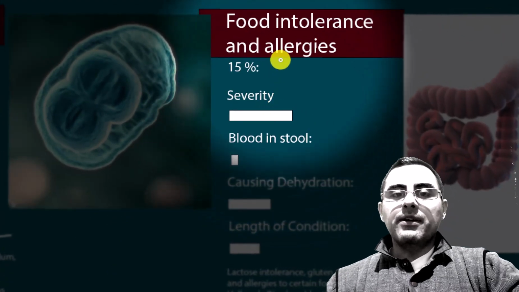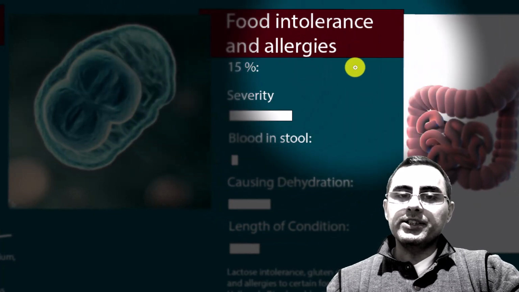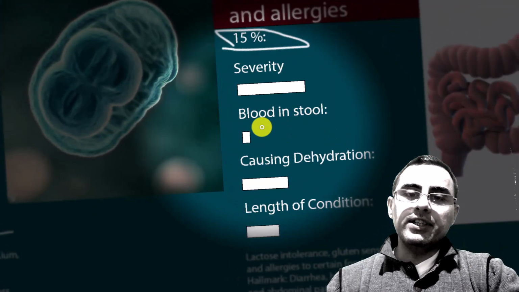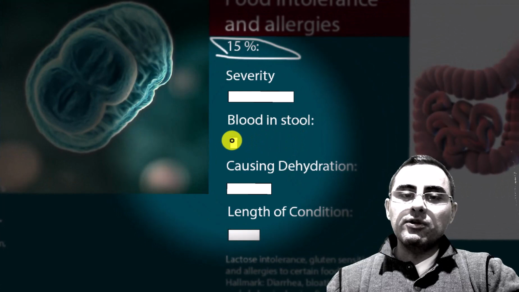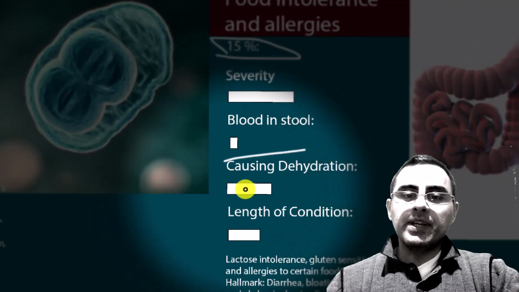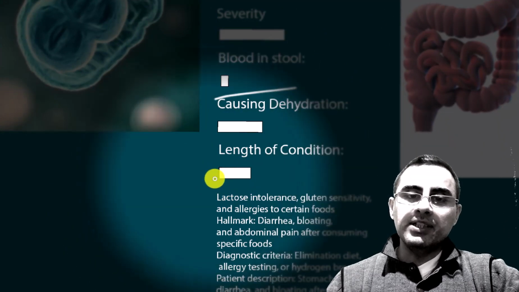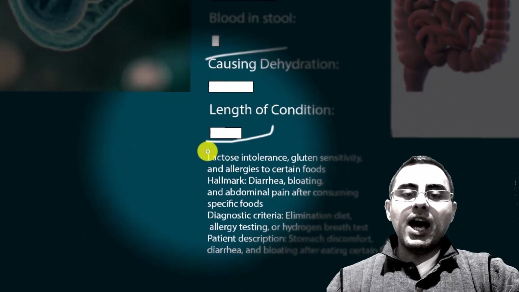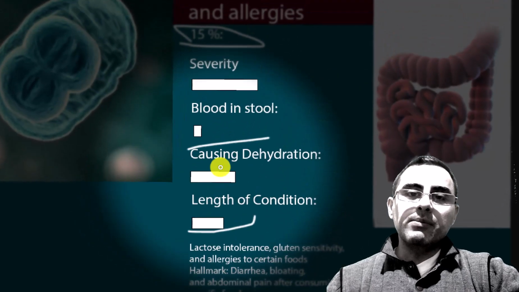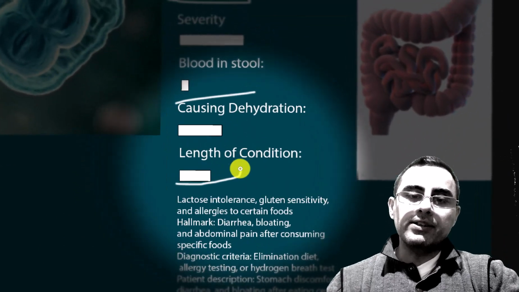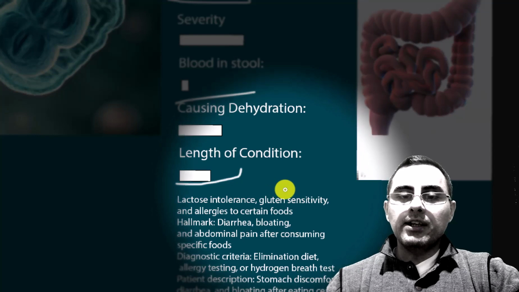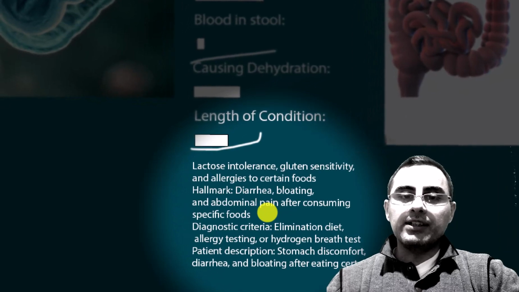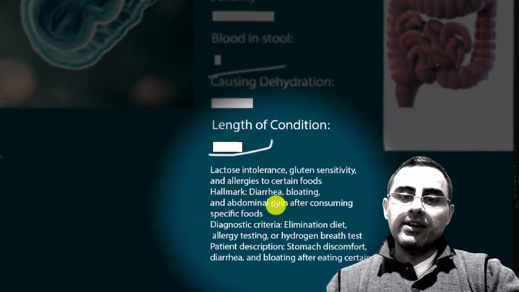Another common cause of diarrhea is food intolerance or allergy. It can occur in 15% of cases, and severity is usually mild. Blood in the stool is not common for this condition. It can cause dehydration sometimes, and the condition is short, usually self-limiting. The most common agents to which a person can have food intolerance or allergy are lactose or milk, gluten or wheat, and allergies to almost any food, especially nuts, chocolate, eggs, and such allergen foods.